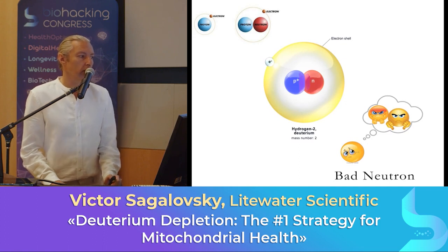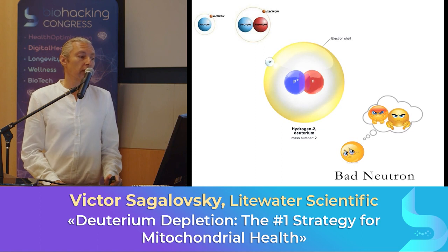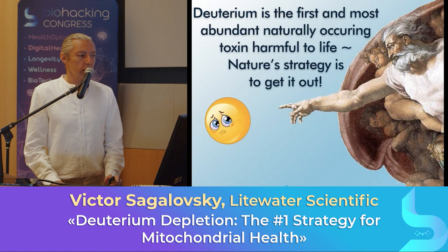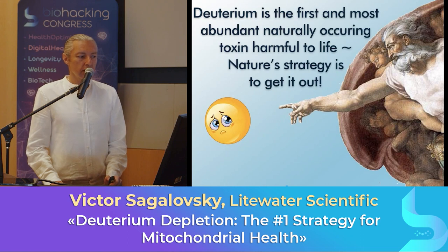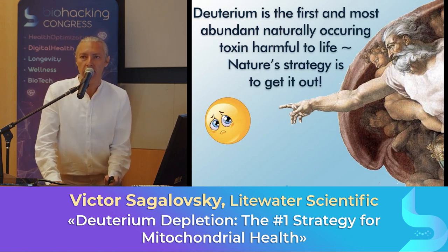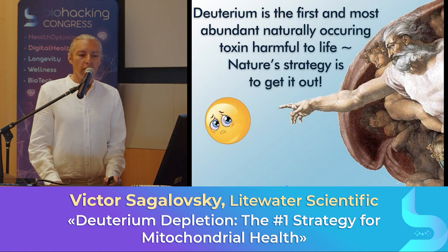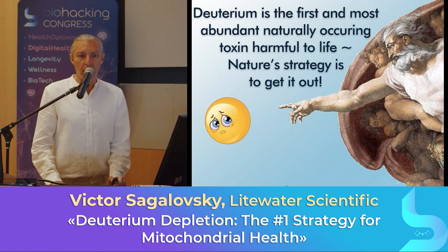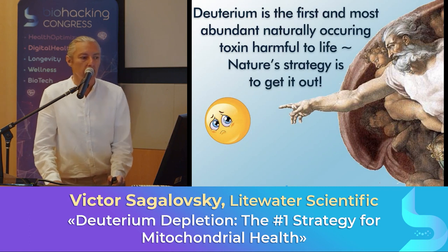So again, to review, you have a proton and electron, which runs everything, and you have a proton, neutron, electron, which is deuterium, which destroys everything because of that bad neutron. And so deuterium, being the first and most abundant naturally occurring toxin harmful to life, nature's strategy is to get it out. So we have complex processes in our body because this is almost 1.5 billion years of evolution to figure out how to limit the amount of deuterium in our bodies. But the amount of deuterium on the planet has been rising, so our bodies suffer from that. Ideally, we have about 125 ppm deuterium in our bodies, but most people have about 150 now. So herein lies the problem.